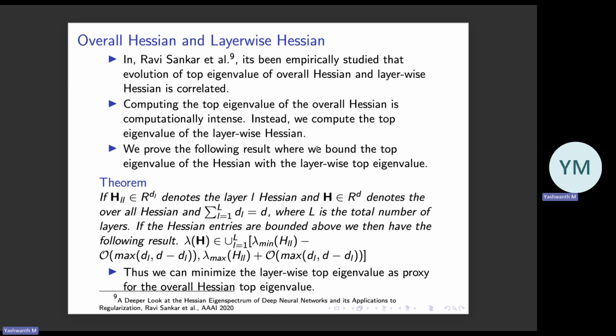So we prove the following result, where we bound the top eigenvalue of the Hessian with the layer-wise top eigenvalues. We show that in this result, all the eigenvalues of the Hessian lie within this range, where this range is a function of the layer-wise Hessian top eigenvalue. Thus, we minimize the top eigenvalue of the layer-wise Hessian instead of the overall Hessian top eigenvalue.